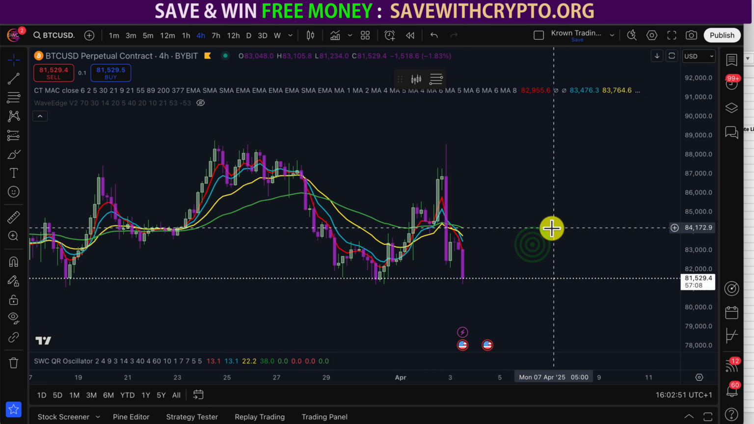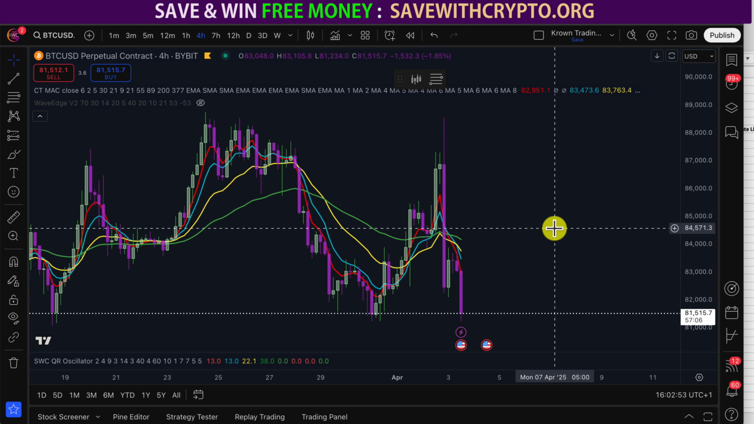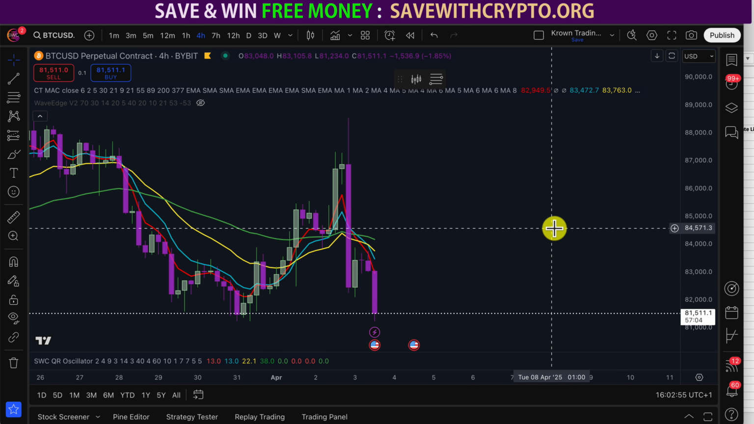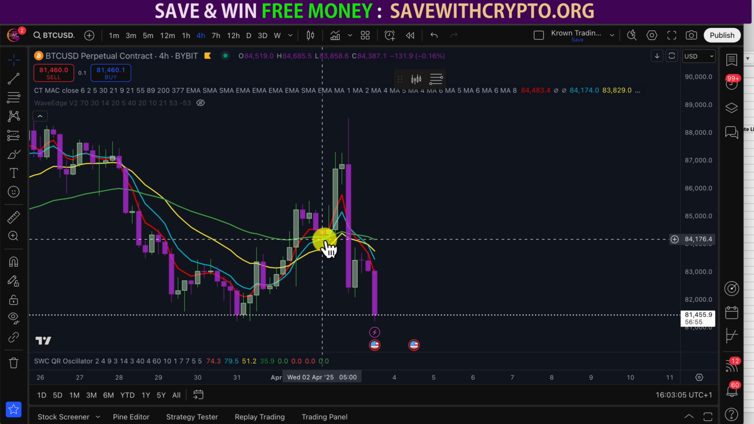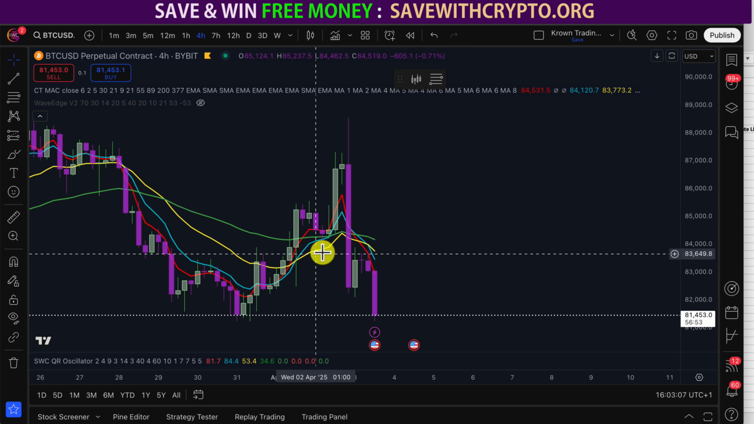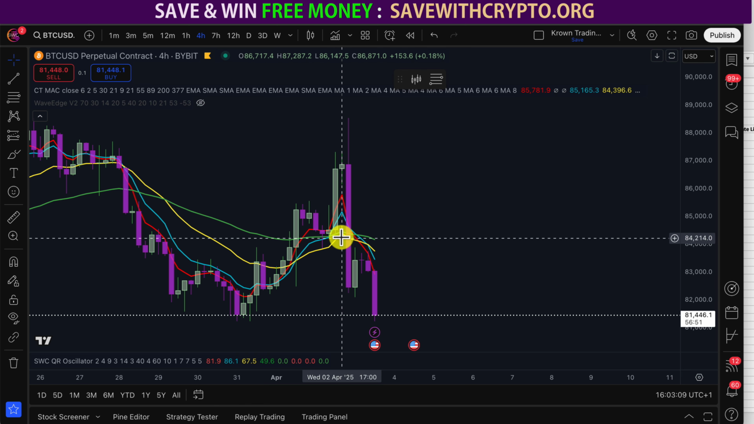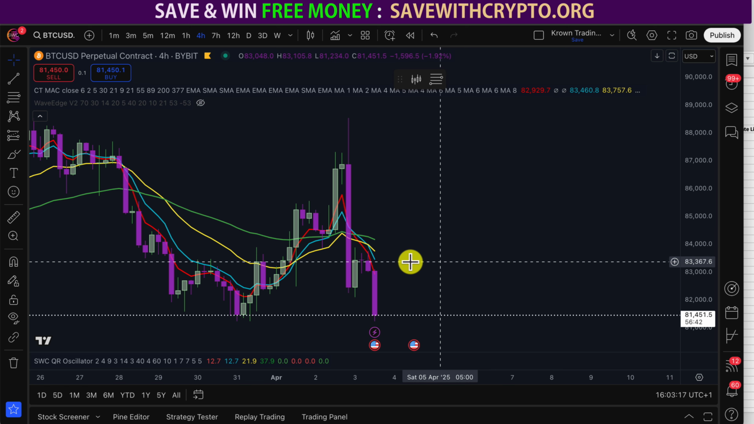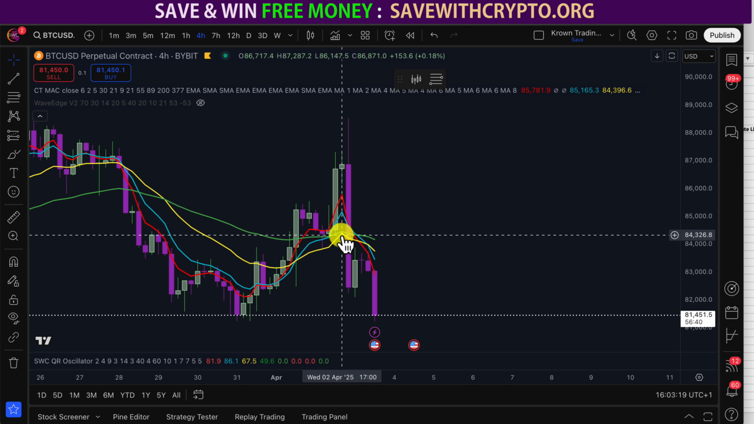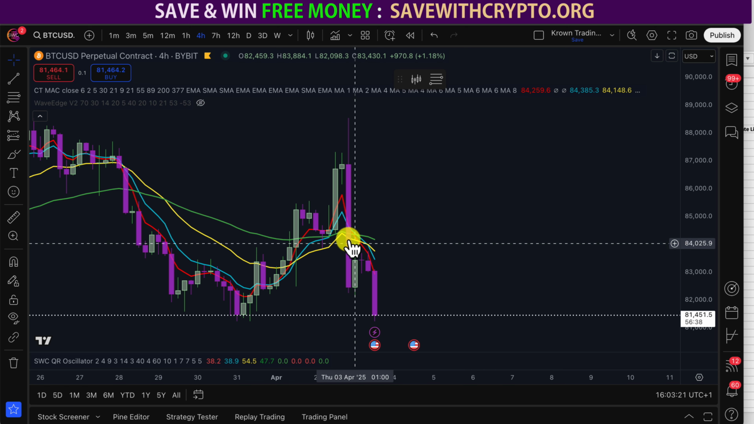And last night when Trump was doing his speech about the tariffs, I put out a YouTube short just before that happened, and I was looking at this green 55 EMA here and this yellow 21 EMA going towards each other. And what I said was if those cross, then that will be a very bullish sign and the price will go up. And look what happened: they got really, really close.